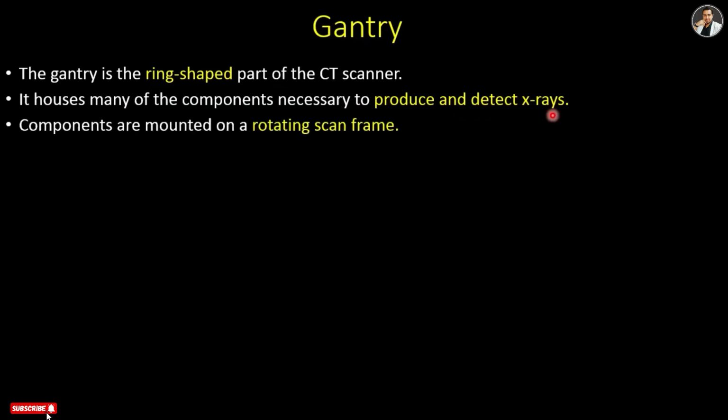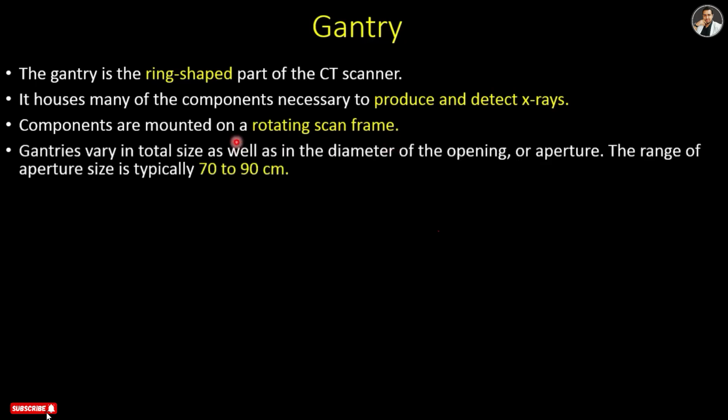And the components are mounted on a rotating scan frame. That means there is a frame inside the gantry that can rotate all the time. This is the rotating scan frame. Gantries vary in total size as well as in the diameter of the opening, or aperture. The aperture size is typically 70 to 90 centimeters. That means the diameter of the gantry opening can be between 70 and 90 centimeters.